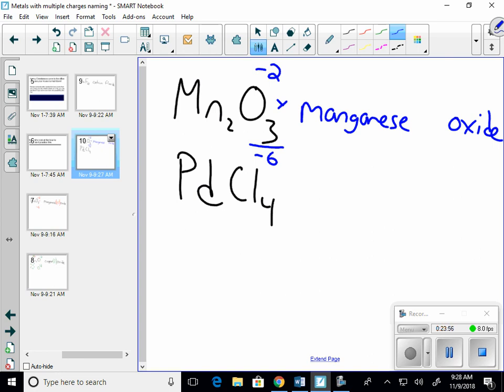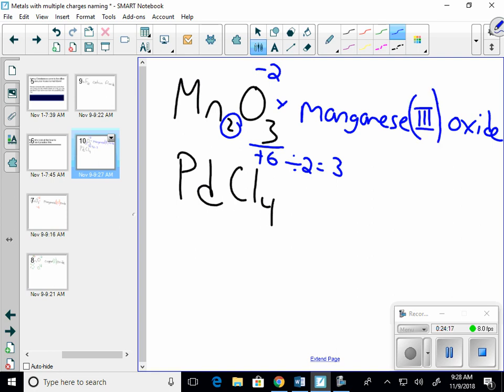I need to figure out what's the charge of each manganese. And that's where the 2 comes in. If I take 6, although let's change it to positive, and divide it by 2, it tells me the charge of each manganese is a +3. So this would be manganese(III) oxide.